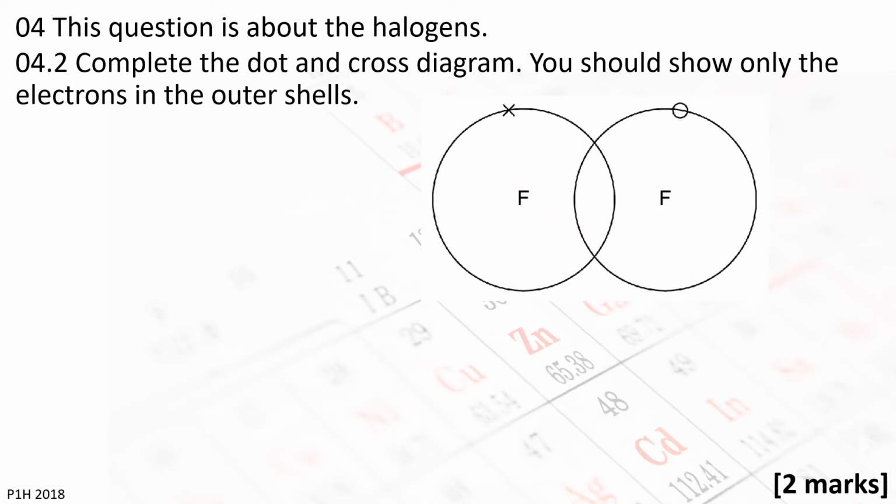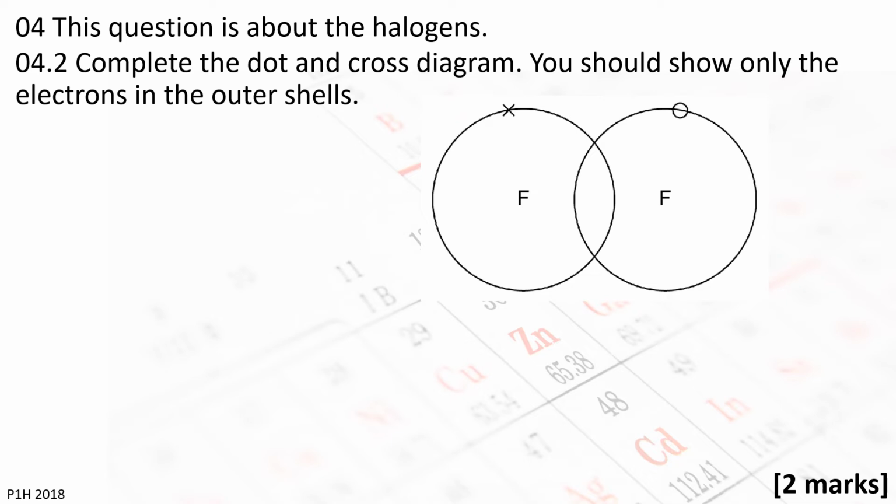Here's the next part of the question. Complete the dot and cross diagram. You should show only the electrons in the outer shells. Dot and cross diagrams show how electrons are involved in chemical bonding. They can show the transfer of electrons in an ionic bond or the sharing of electrons in a covalent bond.